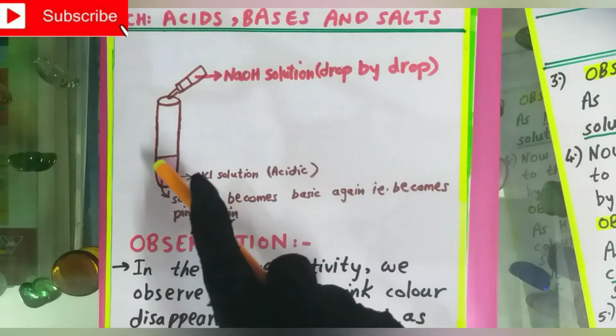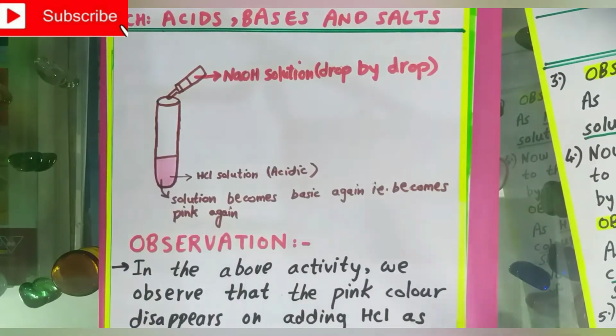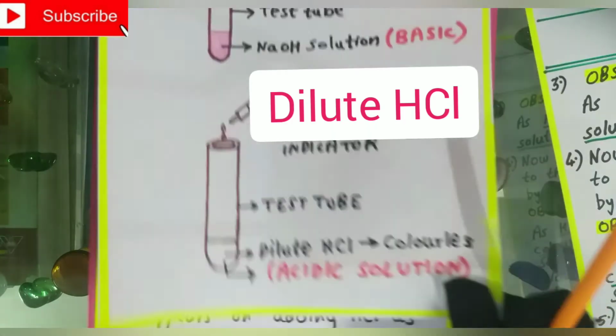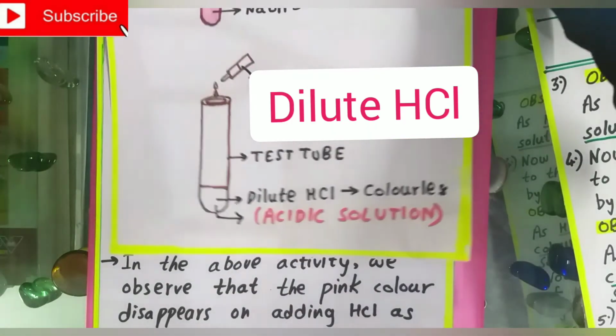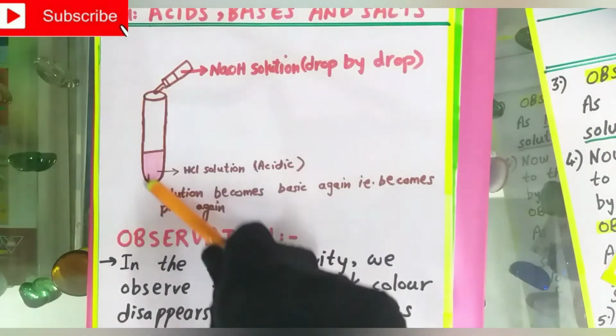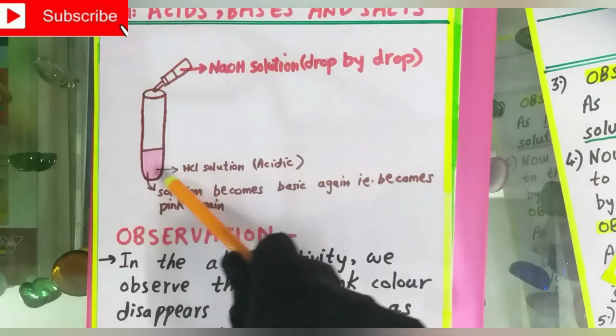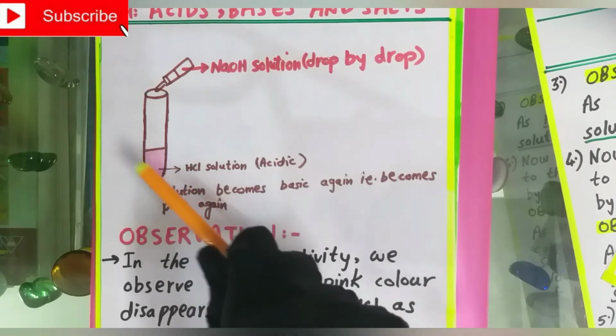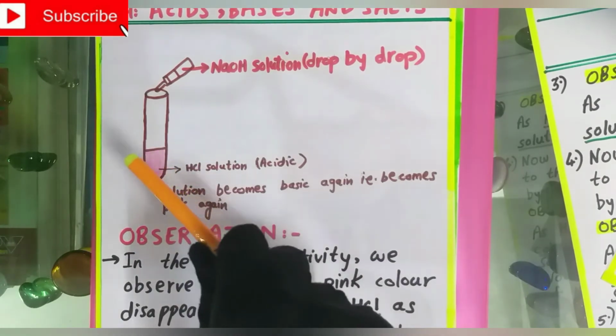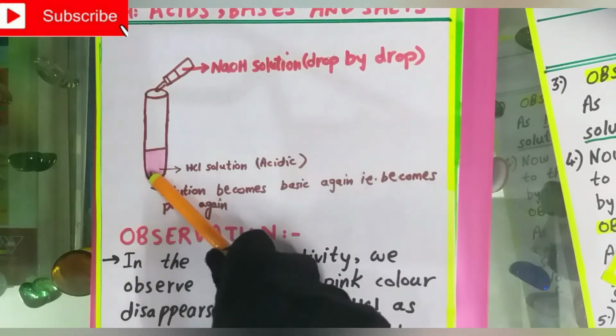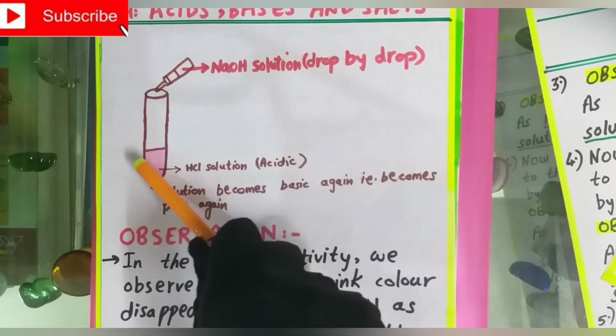Okay, and now let us assume that this is colorless in nature. Just now we got this colorless solution. Now, when we add this NaOH solution to this test tube, we observe that the colorless solution again turns to pink. That is, the pink color reappears in the test tube. So, why is the pink color reappearing in the test tube?